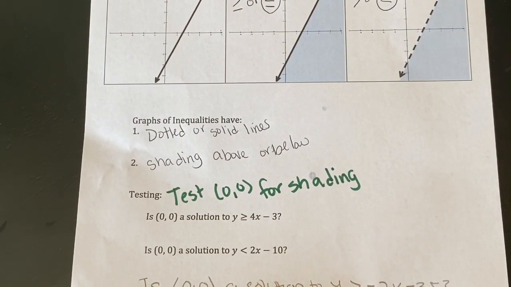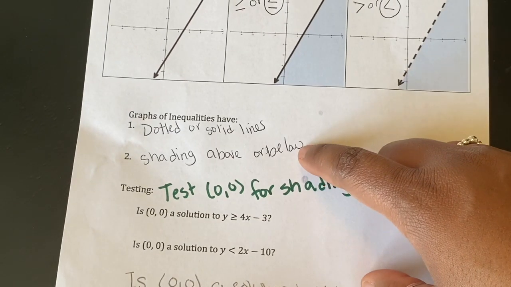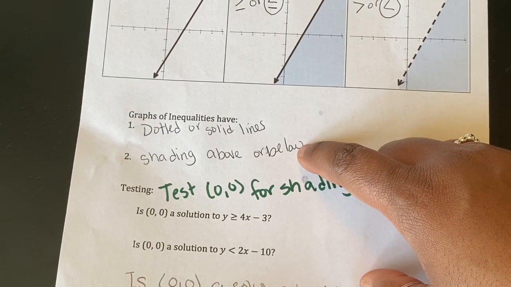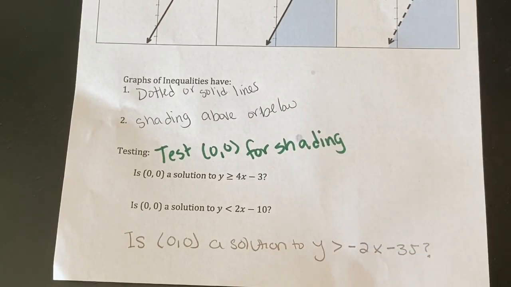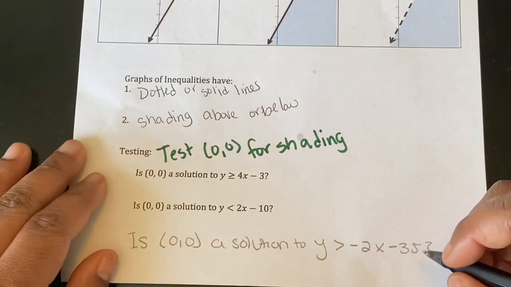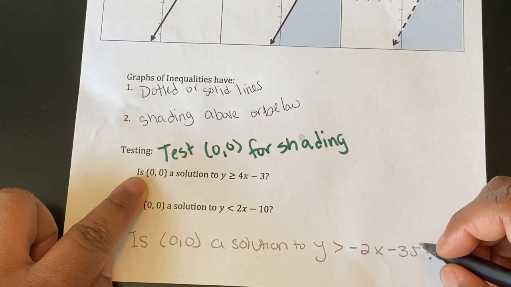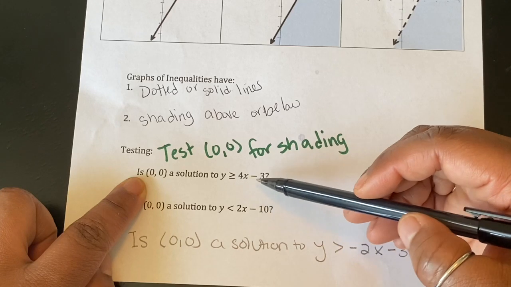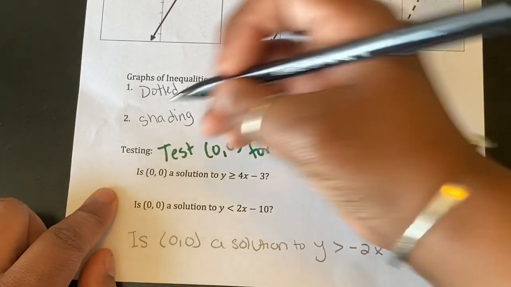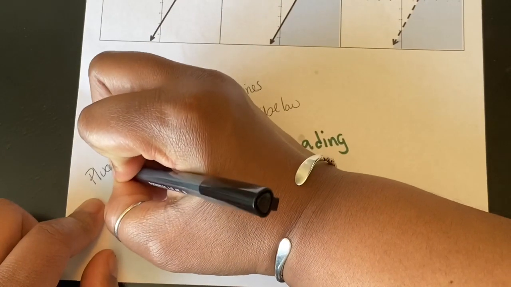So after you've graphed your line, you decide whether it's going to be dotted or solid by looking at your linear inequality. You're then going to decide where to shade by testing the point 0, 0. Like this. So the question is, is 0, 0 a solution to the inequality y is greater than or equal to 4x minus 3? And all you have to do is plug it in.